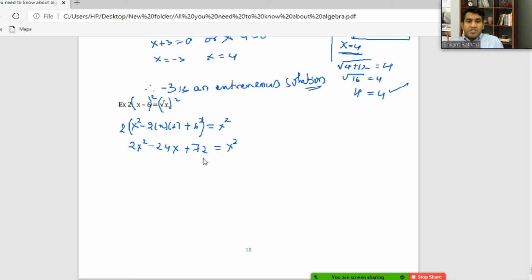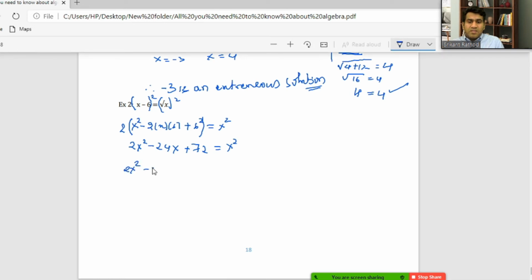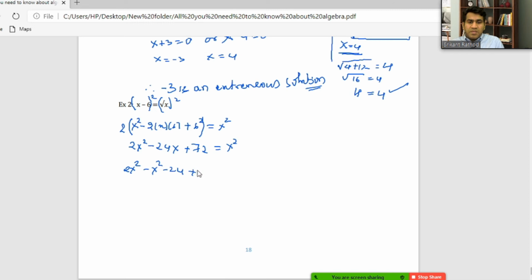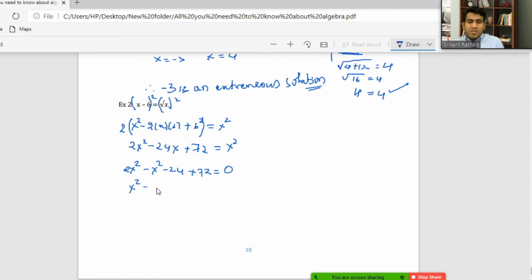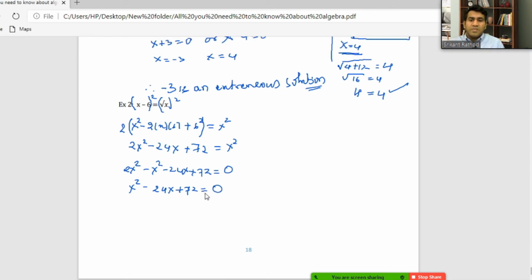So arrange the like terms, so you can take this x square to this side, then it becomes 2x square minus x square minus 24x plus 72 is equal to 0. So we further simplify it as x square minus 24x plus 72 equals 0, right? So this is how you simplify. Oh, it's not true.